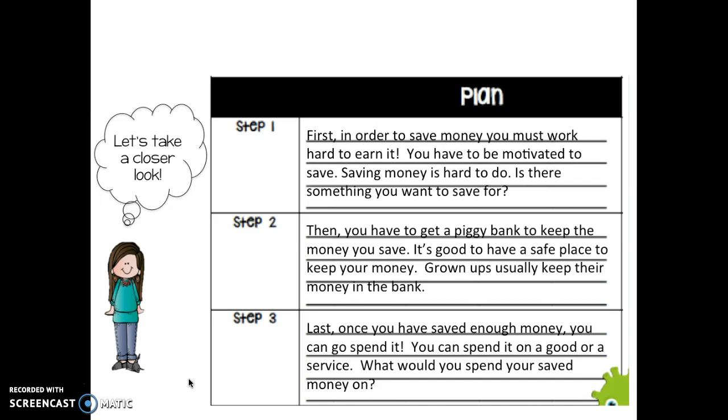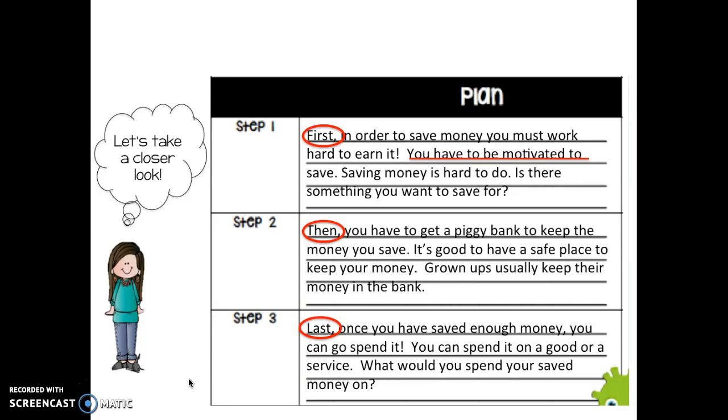All right, boys and girls, so I've written some steps about ways I need to save money and how I need to do it. I want to make sure when you write your plan in your portfolio, you use your transition words. I've circled the ones I used: first, then, and last. Also, to make my writing sound a little bit better, I put in some details.